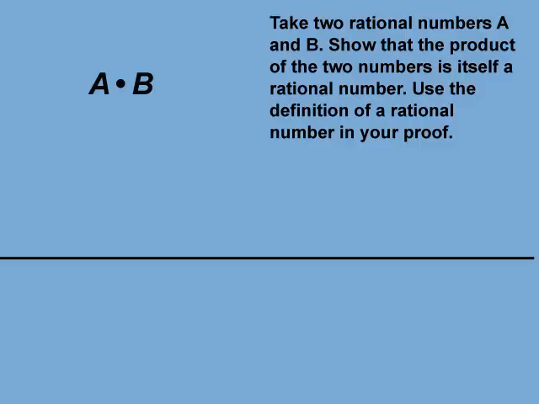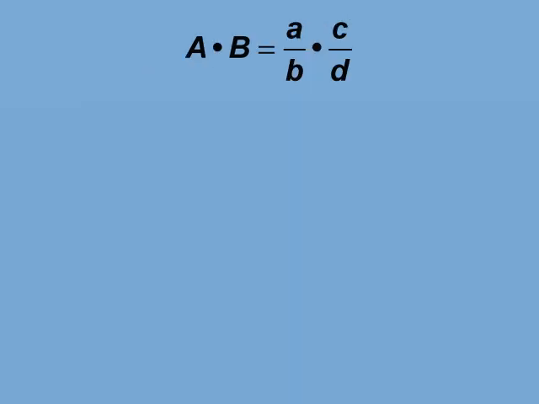Take two rational numbers a and b. Show that the product of the two numbers is itself a rational number. Use the definition of a rational number in your proof. Using the definition of a rational number, we can write a as the ratio of integers a and b, where b is not 0. Similarly, for b, we write the rational number as the ratio of two integers c and d, where d is not 0. Multiply these two ratios.